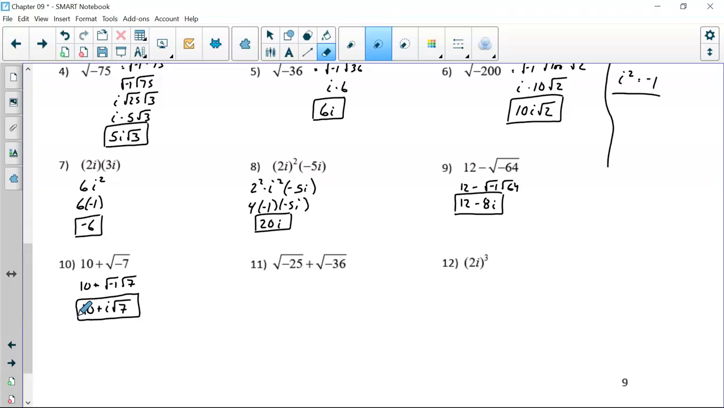For number 11, we can simplify both of these. It's the square root of negative 1 times the square root of 25 plus the square root of negative 1 times the square root of 36. So it's going to be 5i plus 6i. Now we can combine them. 5 plus 6 is 11, so we have 11i.